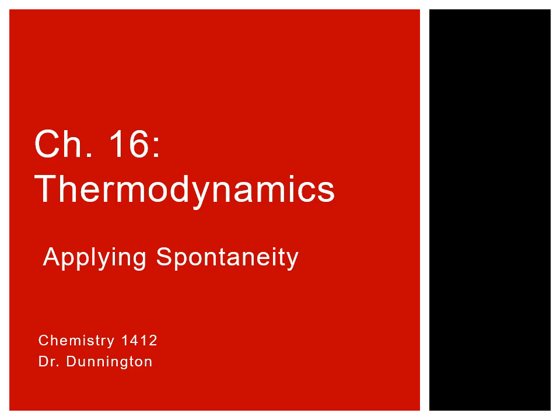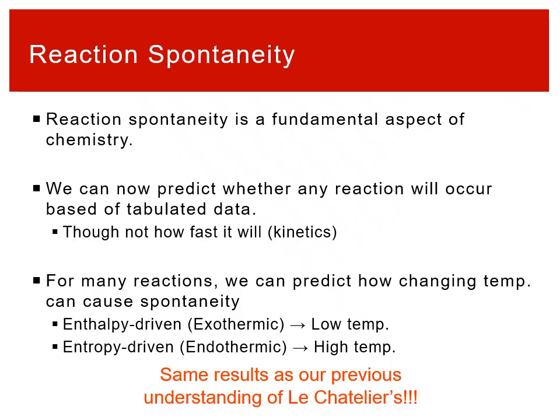We want to wrap up chapter 16 by talking about some of the contexts and some of the applications of these ideas of reaction spontaneity. Being able to predict whether or not a chemical reaction is going to happen is really the basis of chemistry. And being able to know that if I mix these reactants in these ratios, I can expect to make a certain amount of product.